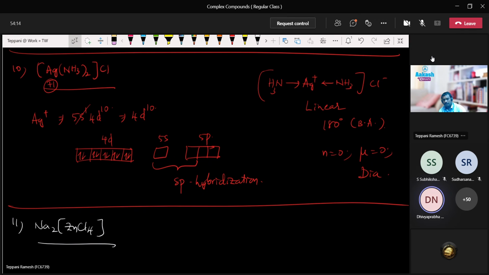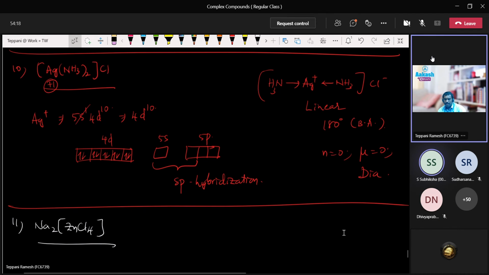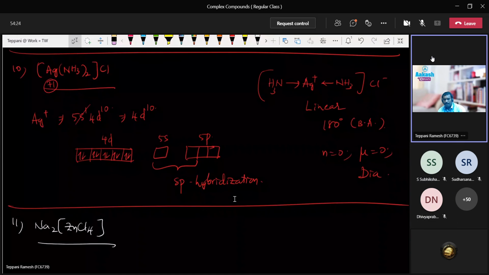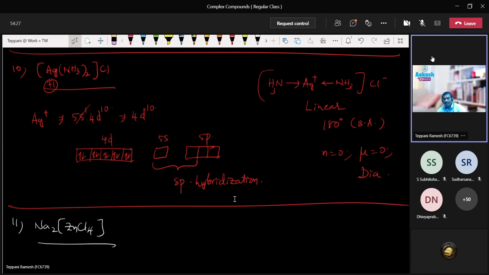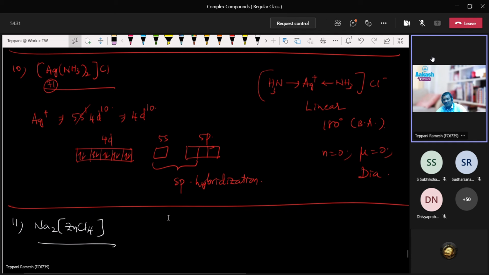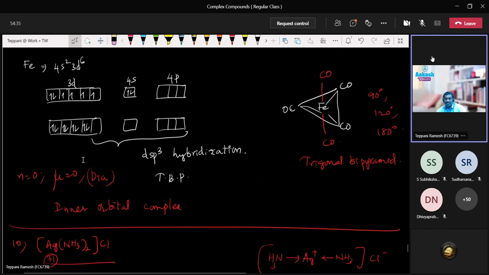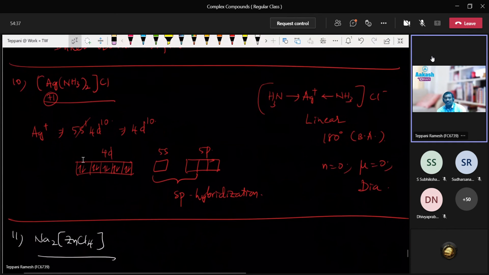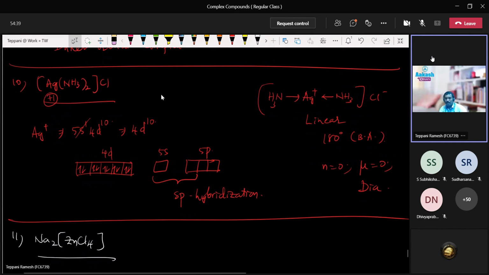sp3, sir. Tetrahedral, sp3 correct. No unpaired electron. No pairing, already paired only. No discussion of that. Strong field or weak field, or no discussion required. In the Ag ammonia case also, strong field or weak field discussion is not required. That's why I'm not writing it.